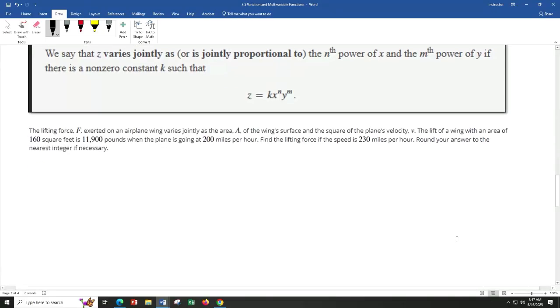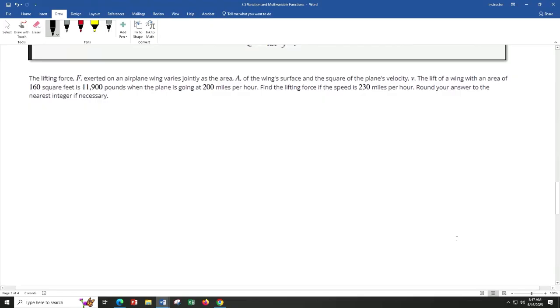So look at this one. Once again, just read it straight across carefully. The lifting force, F, exerted on an airplane wing varies jointly as the area, A, of the wing surface, and that little "and" says, hey, better keep going because I've got more variables to give you, and the square of the plane's velocity. So we can write this as F equal to k again, always that constant.